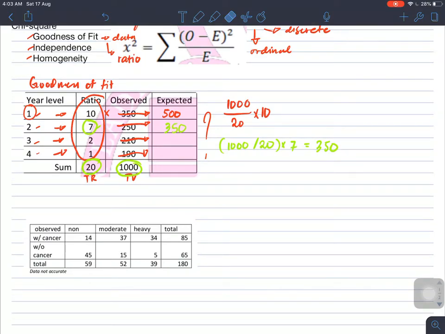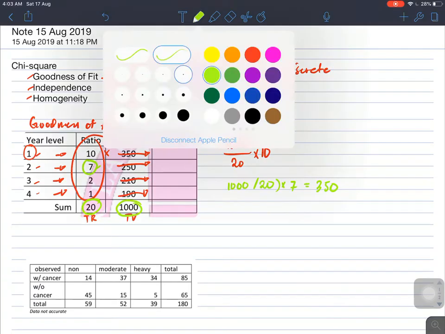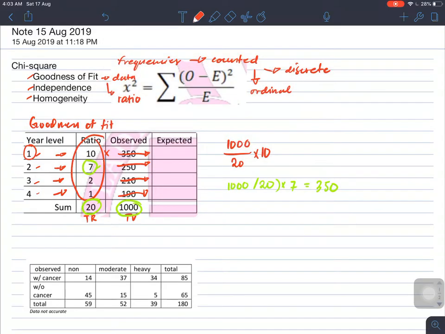Okay, so wala na po tayong problema. Alam na natin how to compute for the expected values. Alam na rin po natin how to compute for the formula. Since alam naman po natin, wala naman pong mahirap dito sa formula natin.